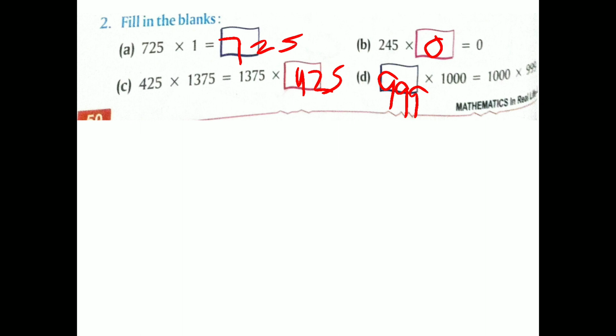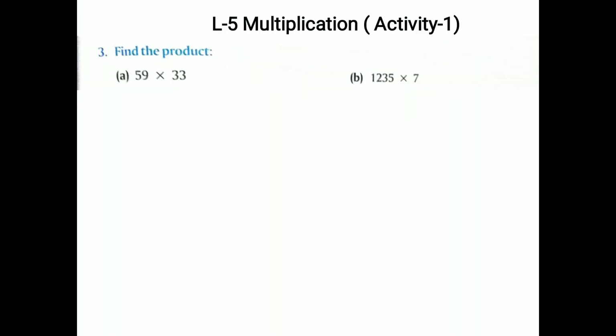Now students, we do question number 3. And question number 3 you have to do in the copy. Firstly, you write question 3, find the product, then you do A part. In A part, there is written 59. You write 5, 9. Then 33 you write down, then multiply it.